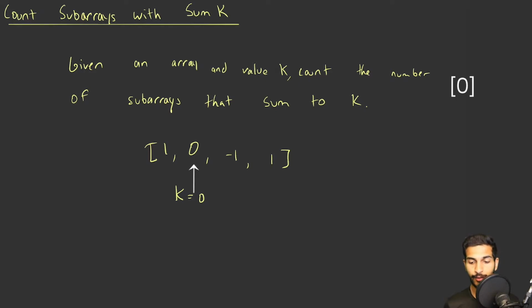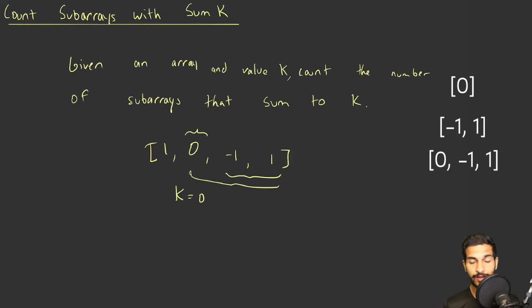We know that 0 as a single element will sum to 0, so that's one subarray. Then we have that -1 plus 1 also equals 0. That's two subarrays. And finally, we know that 0 plus -1 plus 1 equals 0. And the last one that we have is 1, 0, -1. That's also equal to 0. 1 plus 0 is 1, minus 1 is 0. And I think we covered it. It's a little hard to tell, but we have 4 different subarrays that sum to 0.